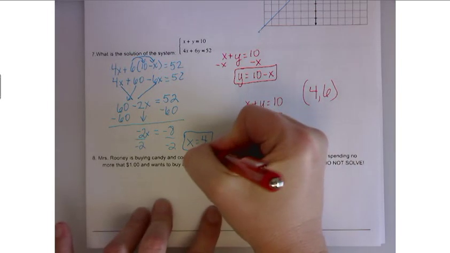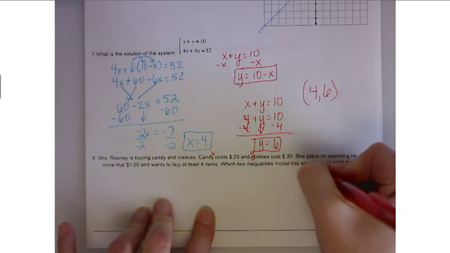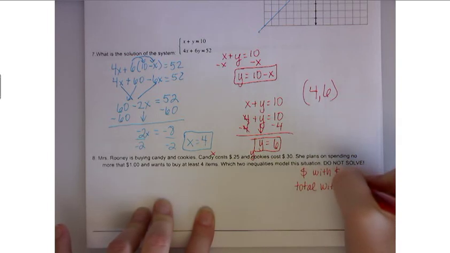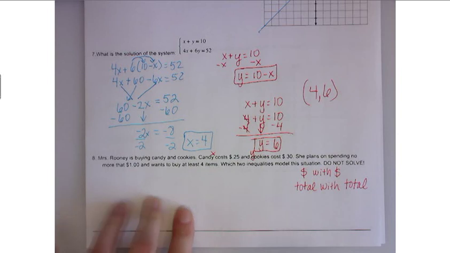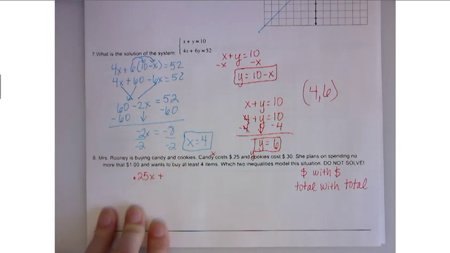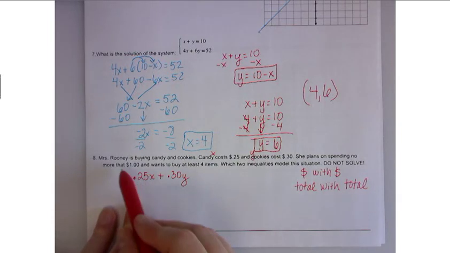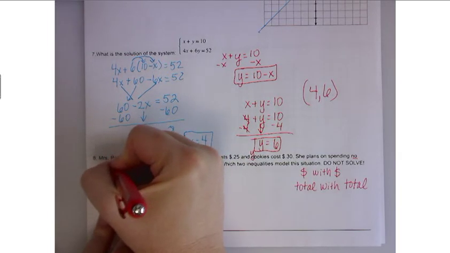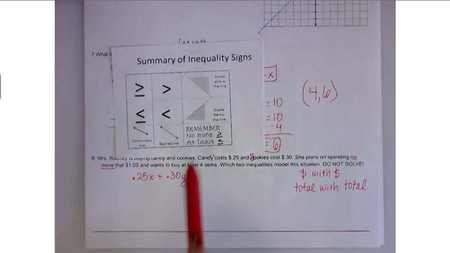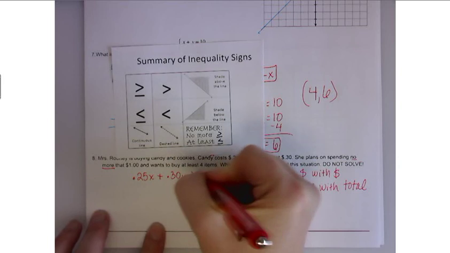So we're going to have candy be x and have cookies be y. Okay? Remember, we're going to keep money with money, total with total. So candy, which is x, is 0.25x plus 0.30y, and she wants to spend no more than $1. So I'm going to bring this sheet back up here. No more is that one here. Your inequality is going to be less than or equal to 1.